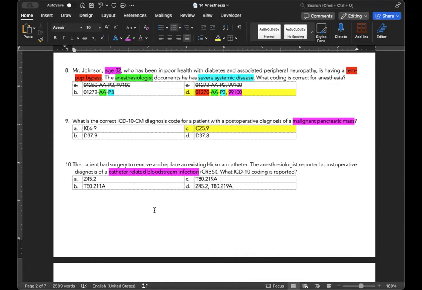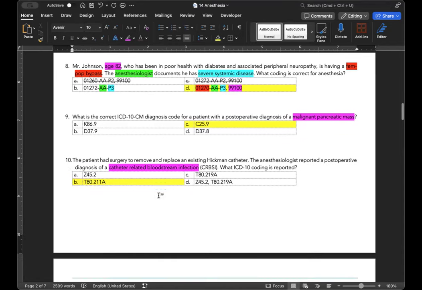T80.211 is a bloodstream infection due to a central venous catheter. It's got inclusion notes under there that include the CRBSI, the CLABSI, a PICC, anything along those lines. For our seventh character, we just have to go to the very beginning of our T80 category. It is an initial encounter because they are having active treatment. So it's going to be the letter A, T80.211A.